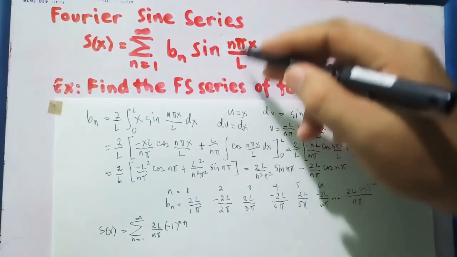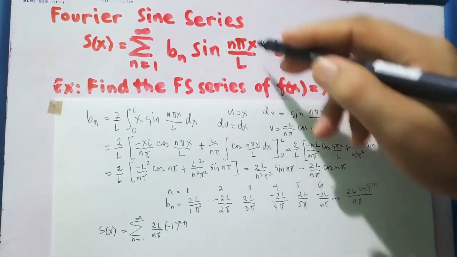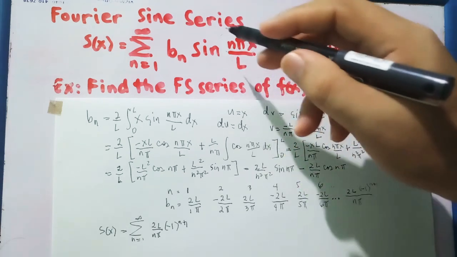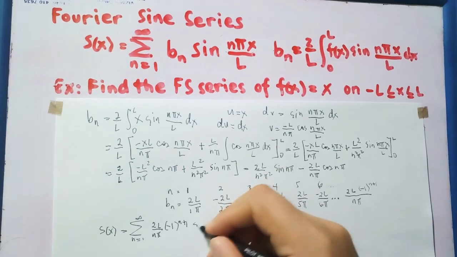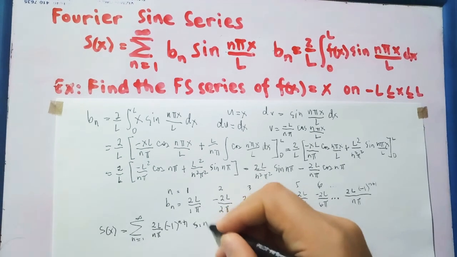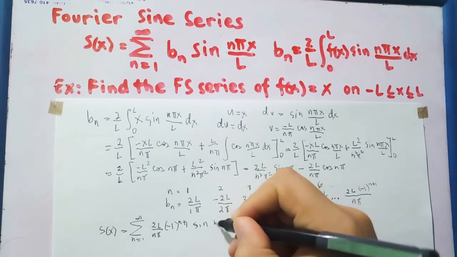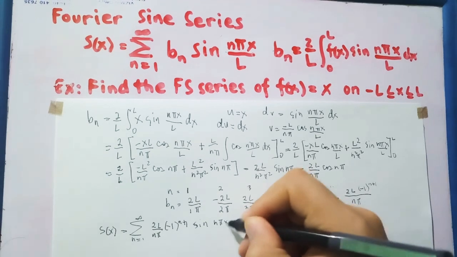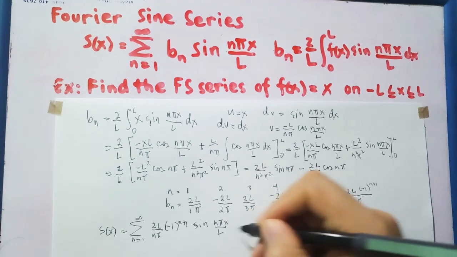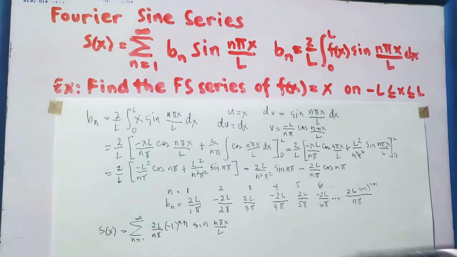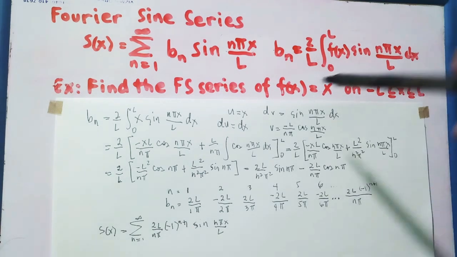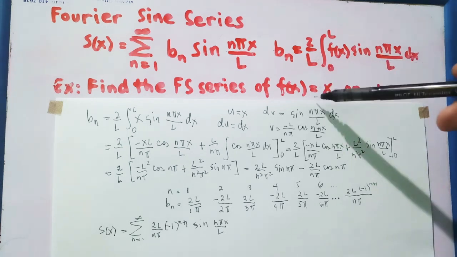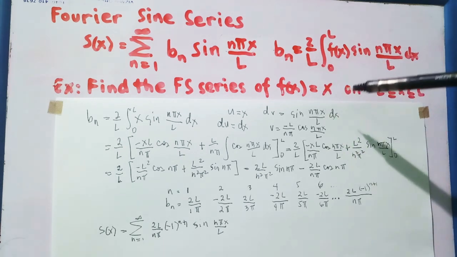And then we have here sine of n pi x over L. Okay, so this is now our Fourier sine series of the function f of x equals x.